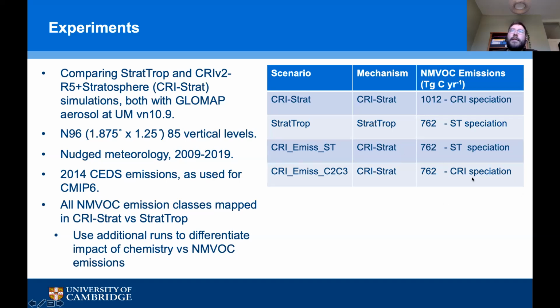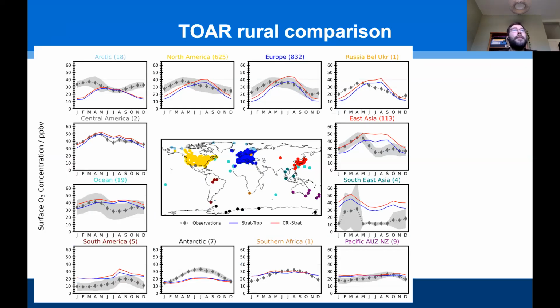So things like ethane won't be lumped, it'll be as ethane, ethene, ethyne, but I don't include any of the higher species, such as the aromatics. And so by having these extra ones here, we can test what's the difference of the emissions and what's the difference of the speciation emissions. And finally, what's the difference from adding on those extra species, which are just lost in the standard StratTrop ones.